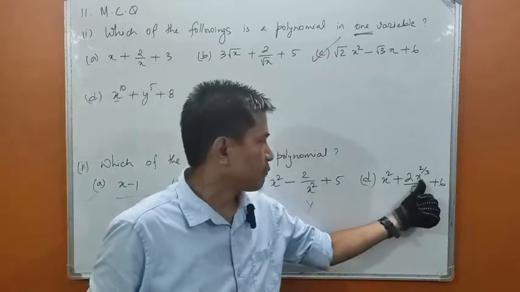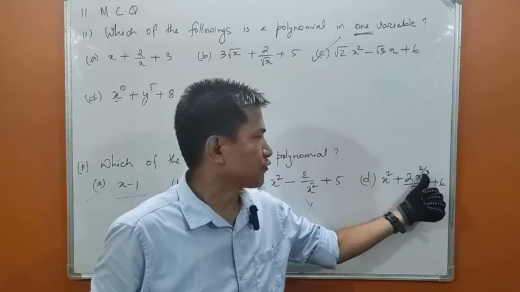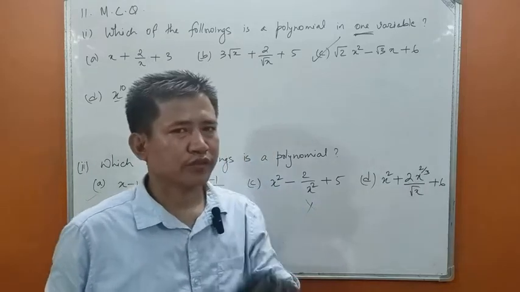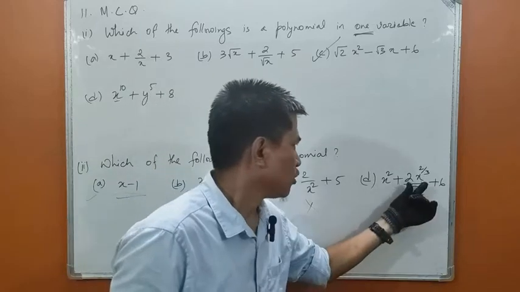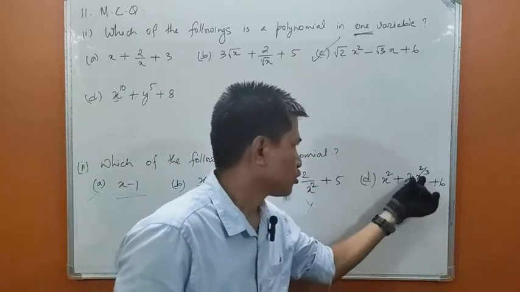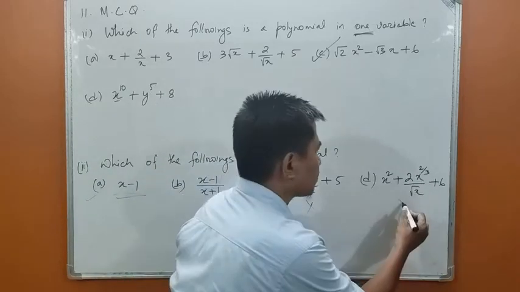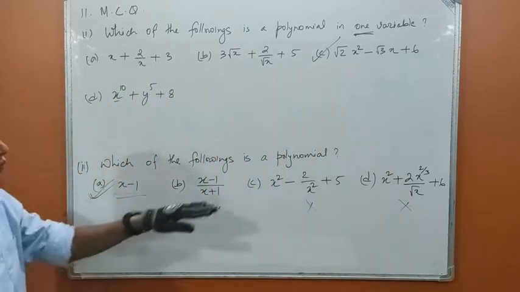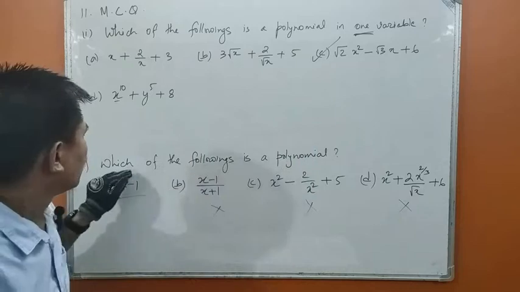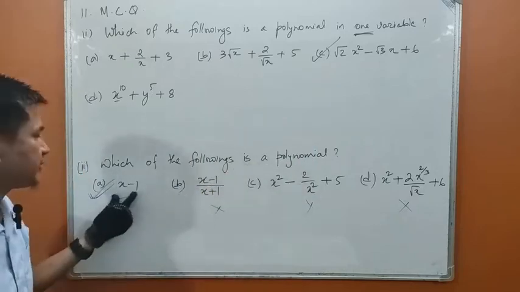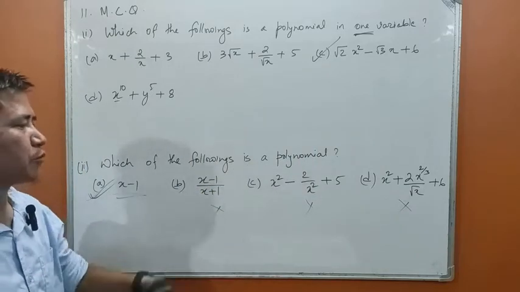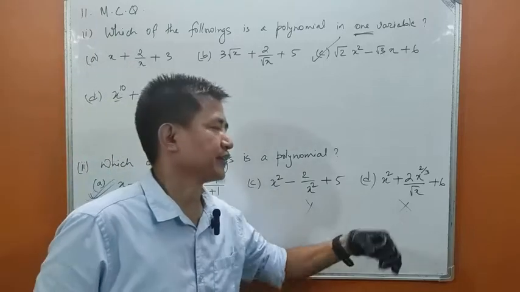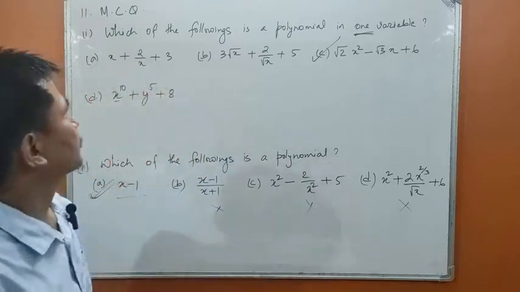Here we have the power of the variable x as the fraction 2 upon 3, which is not an integer, so this is also not the option. So the correct option is option A. Which one of the following is a polynomial? This is the polynomial. This is not a polynomial, this is not a polynomial, and this is not a polynomial. Let's move on to the next question.